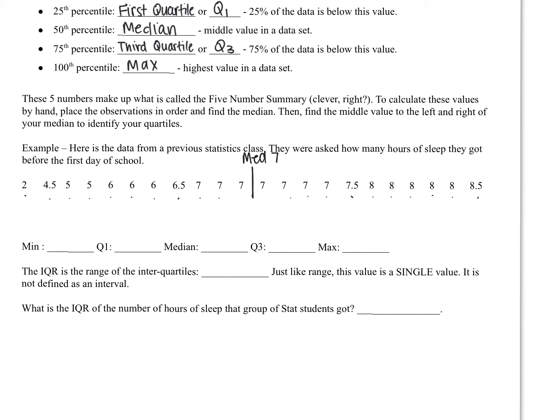But one of the 7s is in the lower 50%. The other 7 is in the upper. Okay, so this is where I get my median, 7. So now, the lower values before that, I'm going to use that to find my first quartile. So I'm going to place the dots again, but this time in red.